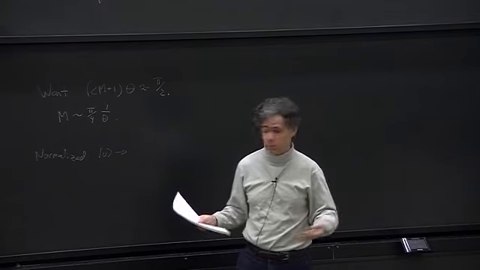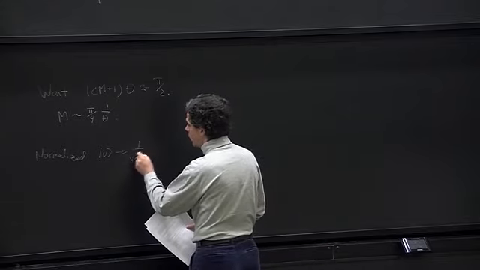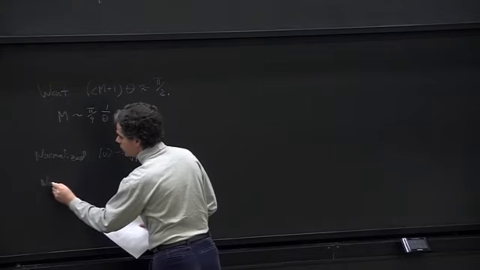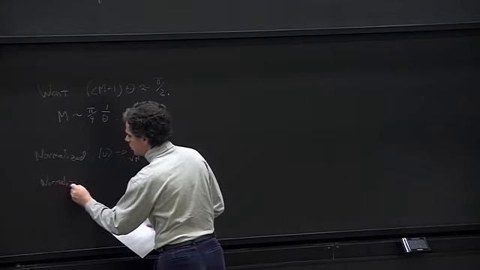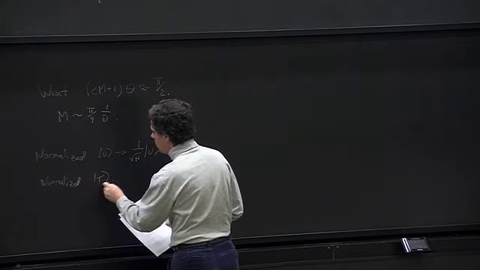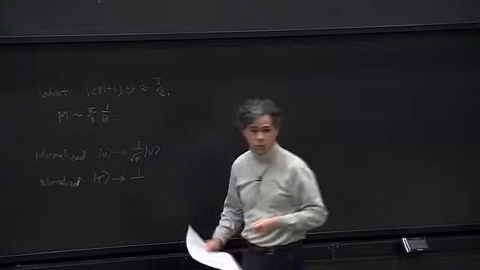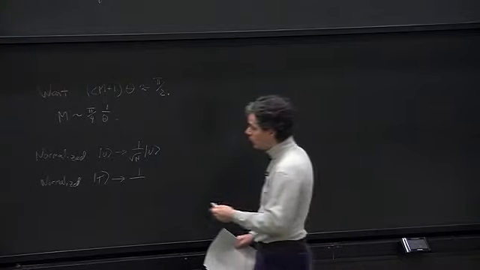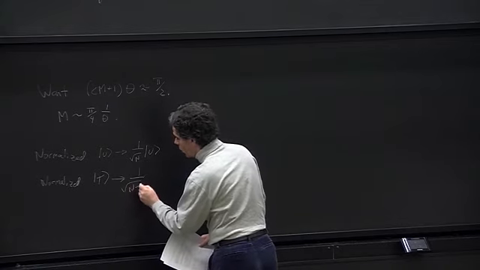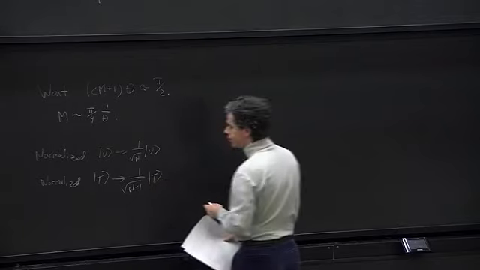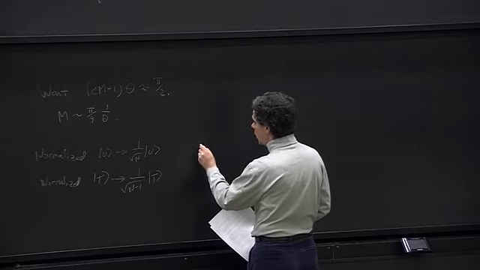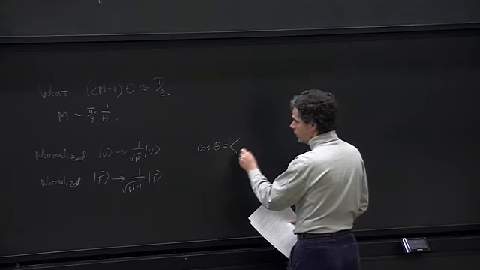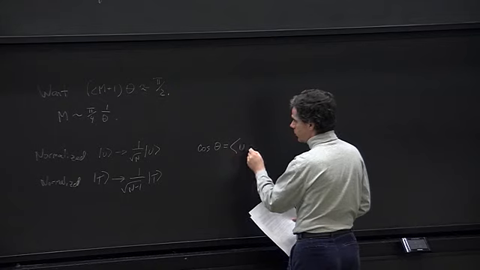And there's big N of them. So I should really have 1 over root n times U. And the normalized T is, now it's the superposition of everything but x0. So it's n minus 1 possible things. So 1 over root n minus 1. And then cosine of theta is the inner product of these two things.